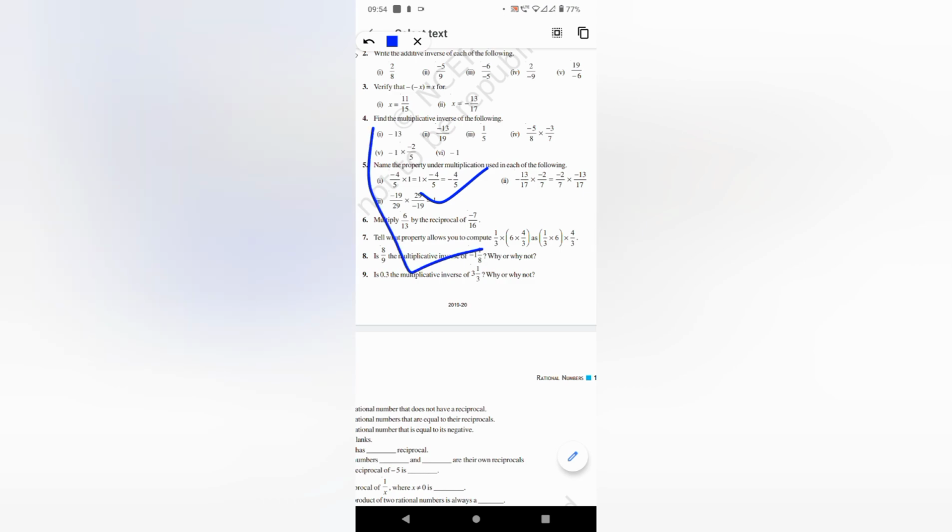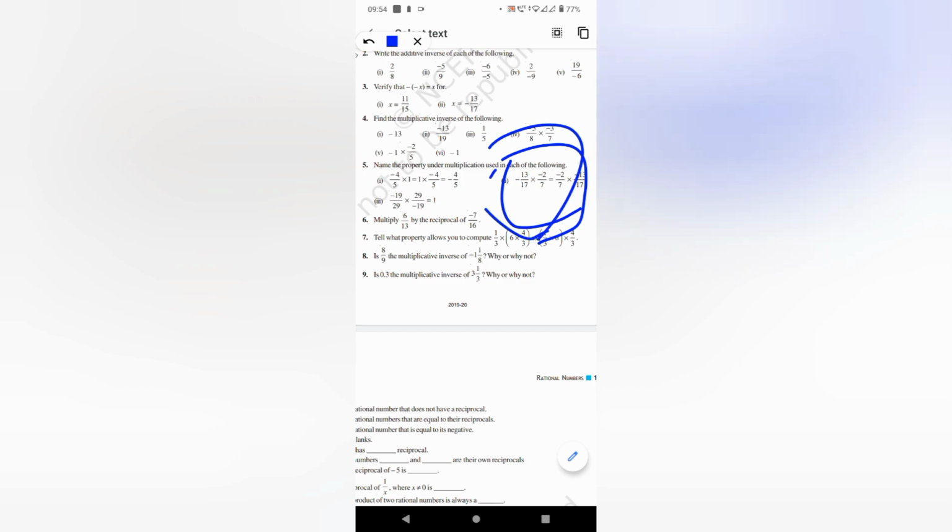Now we need to tell which property it is. Question number 1 is having which property? 1 is the multiplicative identity. And what is this property? It's the commutative property. And which is this one? Minus 19 by 29 is the multiplicative inverse.